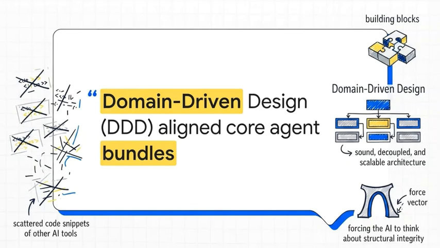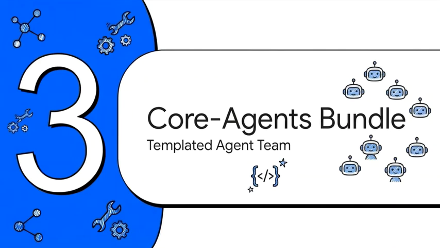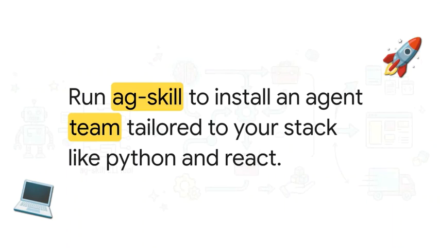It's literally forcing the AI to think about the structural integrity of your software, rather than just hacking together a quick fix. Next up, Section 3, the Core Agents Bundle. To get started, you just use a super simple command right in your terminal. By running skill add core-agents, you're installing a templated agent team directly into your repository.